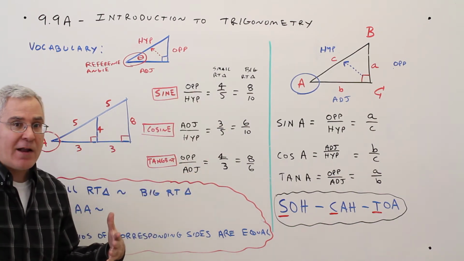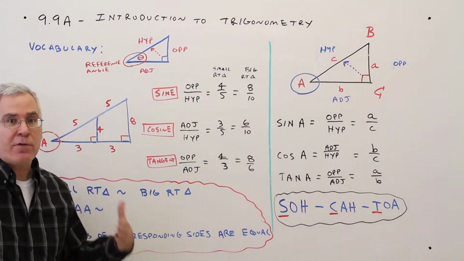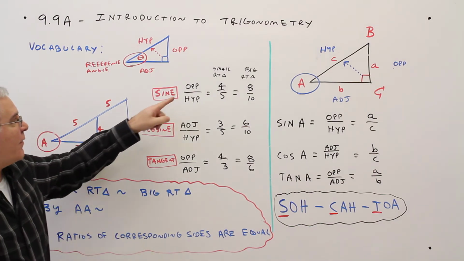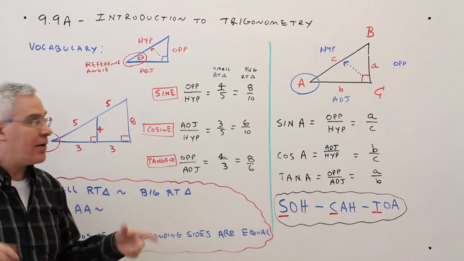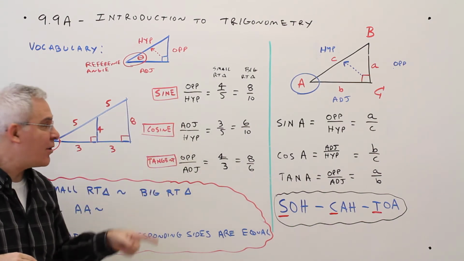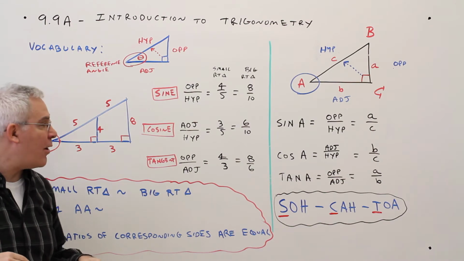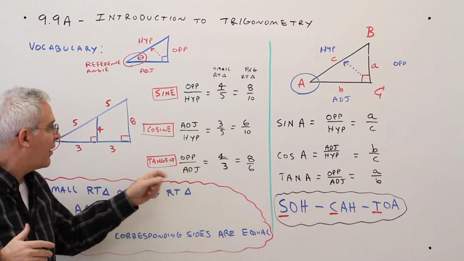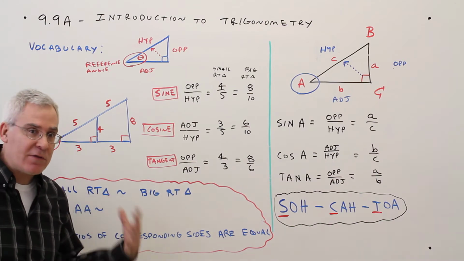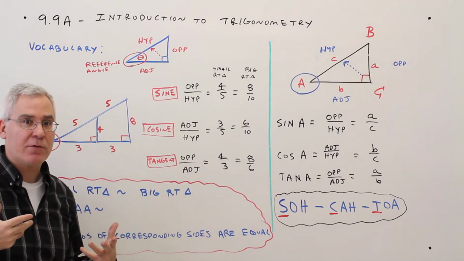And all we've done is come up with new words to describe these ratios. Instead of saying opposite over hypotenuse, I'm going to say sine. Instead of saying adjacent over hypotenuse, I'm going to say cosine. Instead of saying the ratio of the opposite leg over the adjacent leg, I'm going to call that tangent. It's just a shortcut for describing ratios.